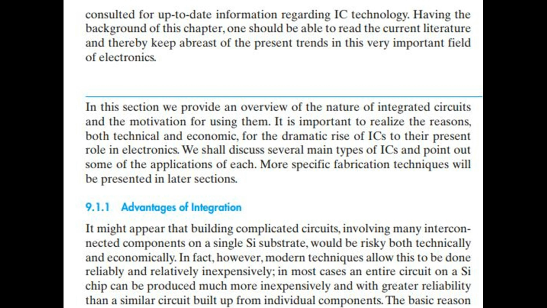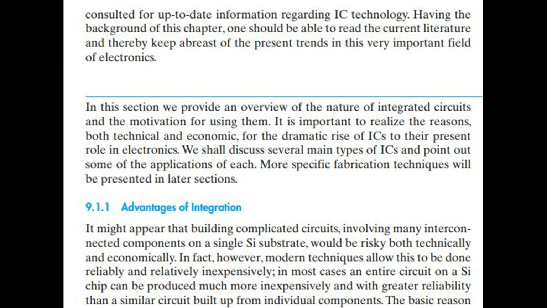In this section we provide an overview of the nature of integrated circuits and the motivation for using them. It is important to realize the reasons, both technical and economic, for the dramatic rise of integrated circuits to their present role in electronics. We shall discuss several main types of integrated circuits and point out some of the applications of each. More specific fabrication techniques will be presented in later sections.